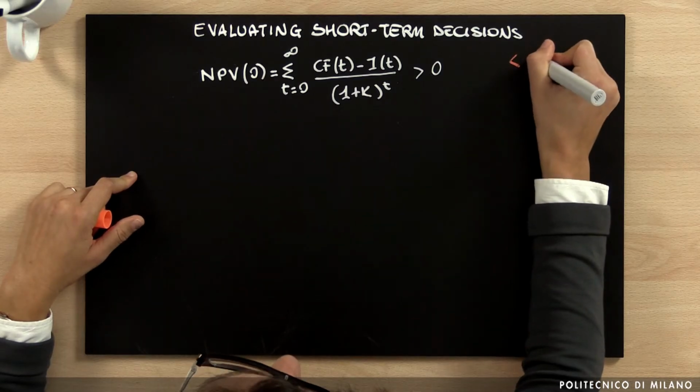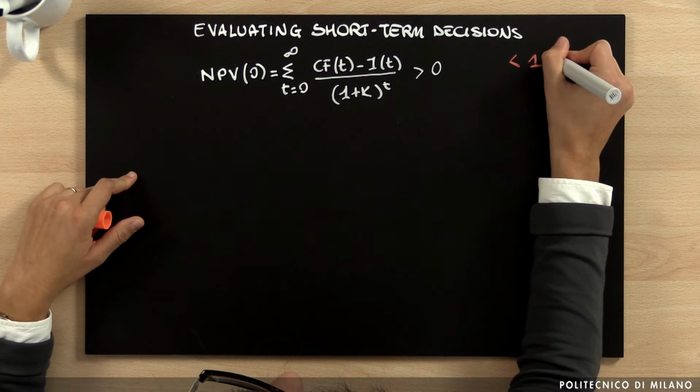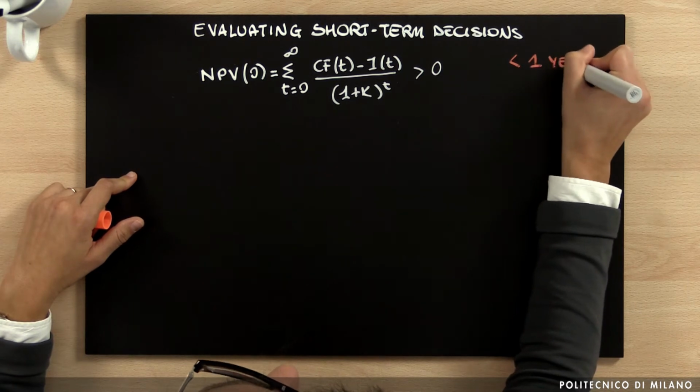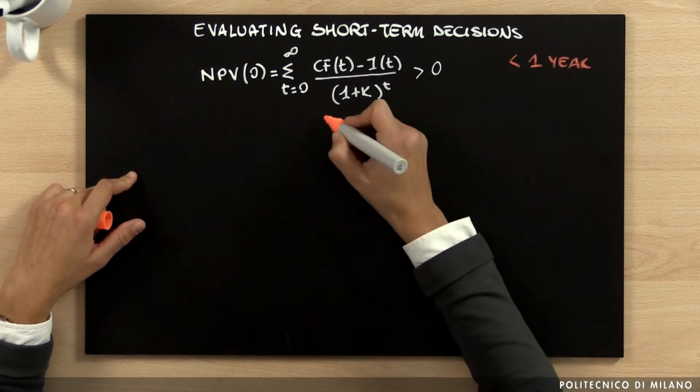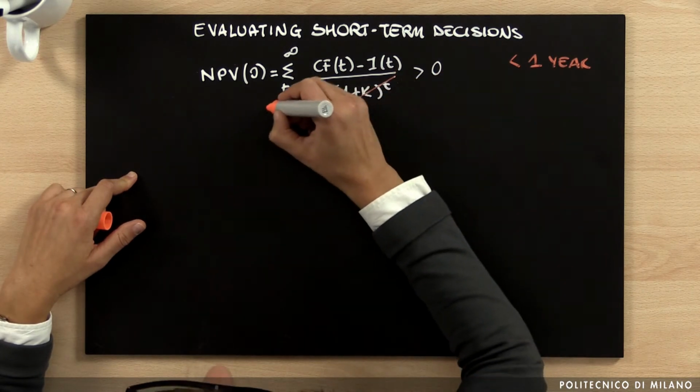The first characteristic is that the impact of this kind of decision is limited. So we are talking about a decision that has an impact on a time horizon which is lower than 1 year. Because of this, we do not need to discount and we do not need to sum cash flows of different years because we are just focusing on 1 year. And so the formula becomes simple, as you can see.